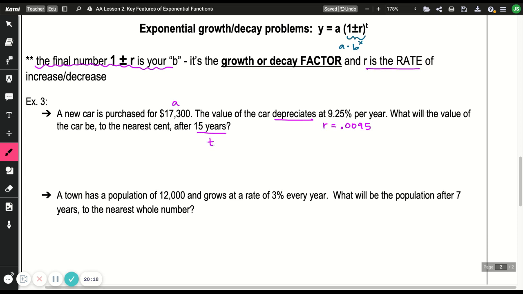That is your t. So if I plug this in, I get y equals, a is my starting value, 17,300, times, in parentheses, 1. So you always start with 1. 1 keeps something the exact same value it is right now. Since our car is losing value, we're going to subtract the rate, 0.0925, to the t. Okay?